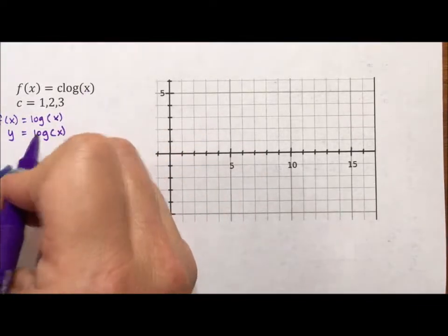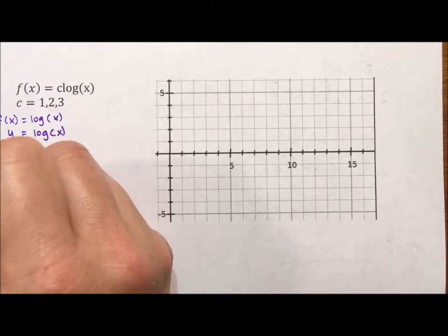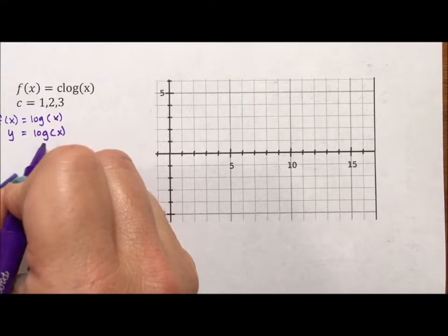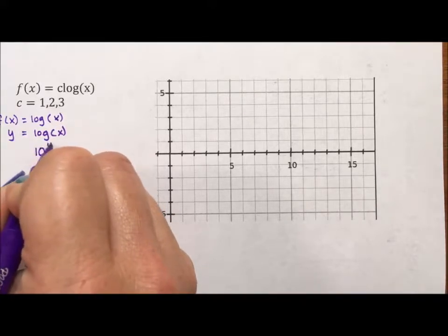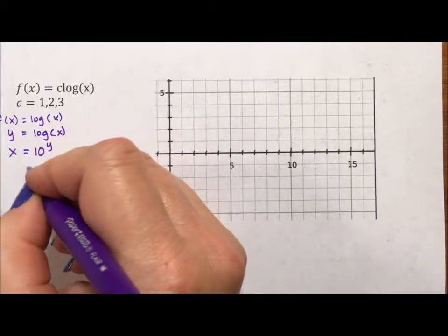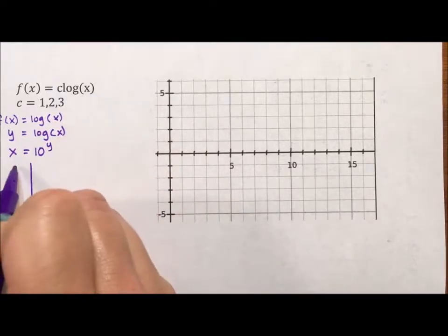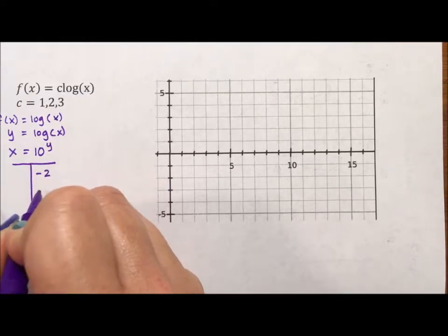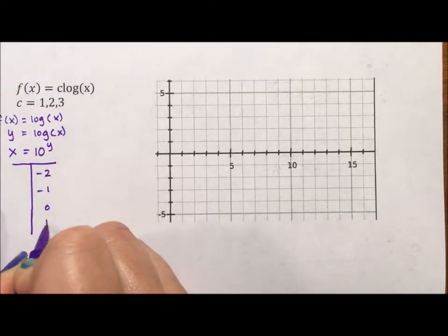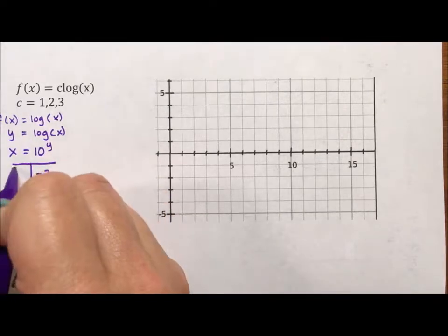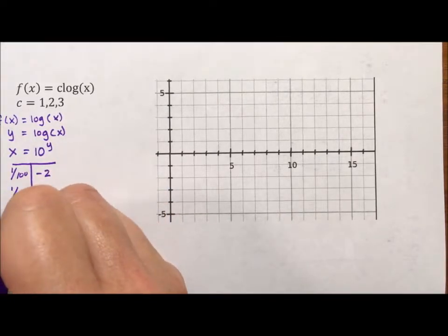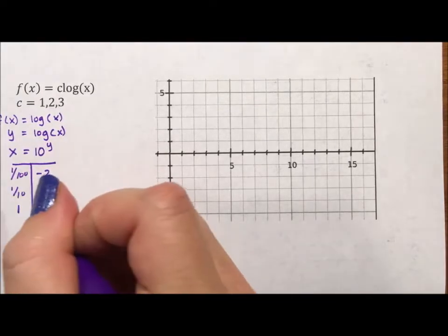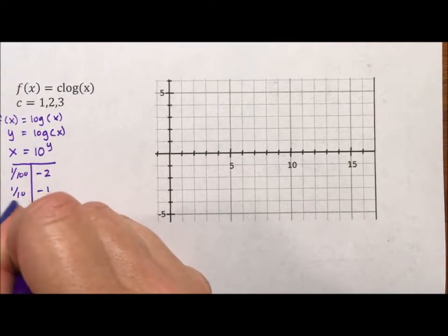And then I'm going to rewrite this exponentially. Log is an exponent, so y is my exponent. So basically this is saying 10 to what power equals x. I can now make a table of values. And I'm going to put in for y, which is not normal for graphing. If I put in -2, I get 1 over 100. If I put in -1, I get 1 over 10. If I put in 0, I get 1. Anything to the power of 0 is 1. 10 to the first, 10 squared.